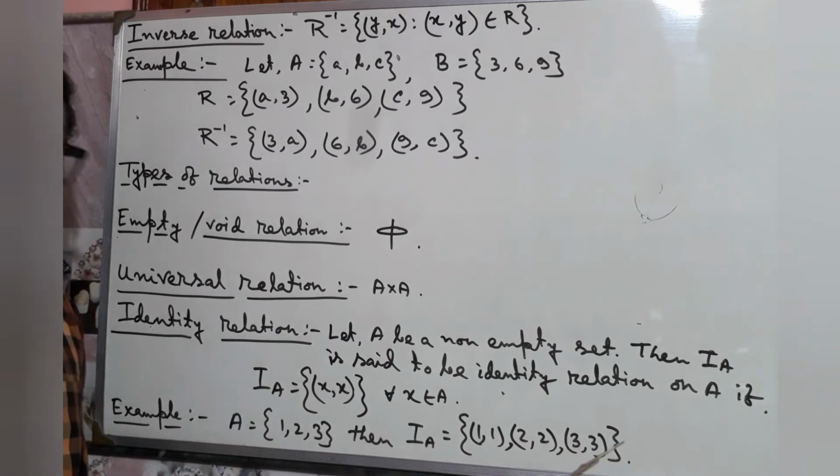No other elements like (1,2) or (2,3) will be in this relation. Only (1,1), (2,2) and (3,3) will be the elements of this identity relation. Suppose (2,2) or (3,3) is omitted, then it will also not be an identity relation. All the ordered pairs of those corresponding elements, (1,1), (2,2), (3,3), must be present in that relation, then only we can say that it is an identity relation.